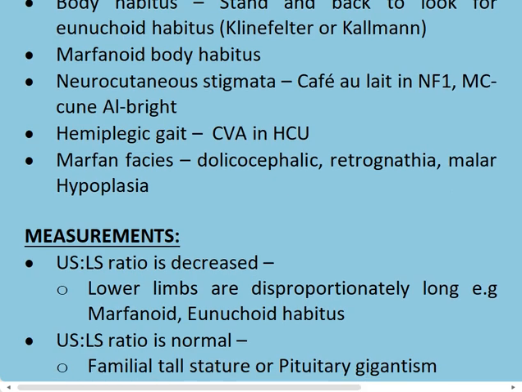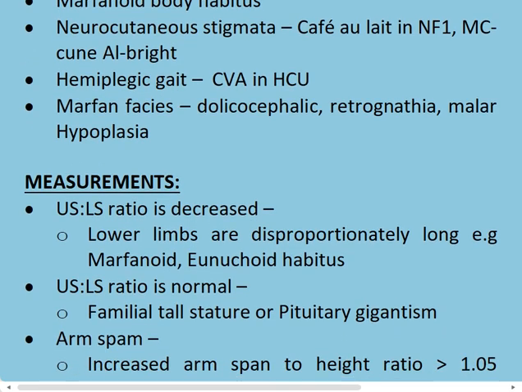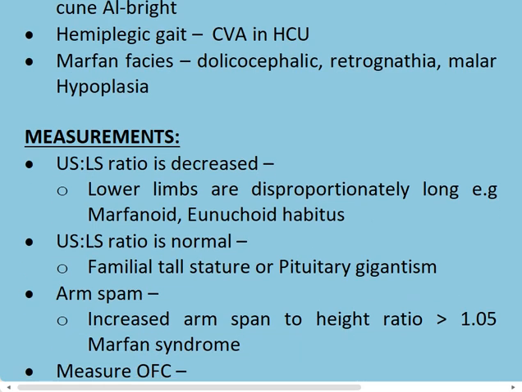You measure the upper segment and then the lower segment, and then you check the ratio. The upper segment to lower segment ratio is increased in which the upper segment is relatively longer, because the lower limbs are short. For example, in Marfanoid and eunuchoid habitus, lower limbs are disproportionately long. Then the upper segment to lower segment ratio is normal. It occurs in familial tall stature or pituitary gigantism.